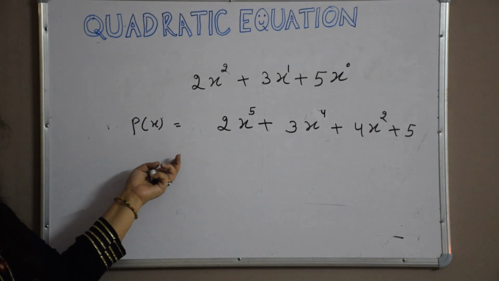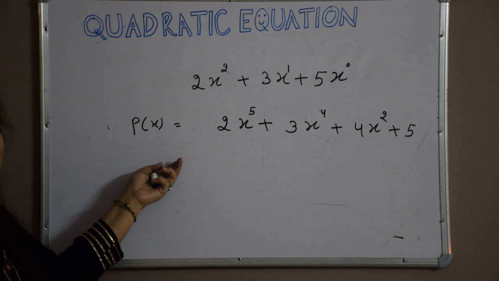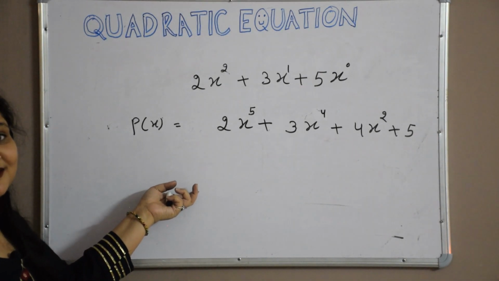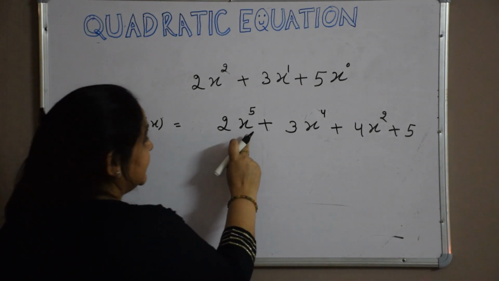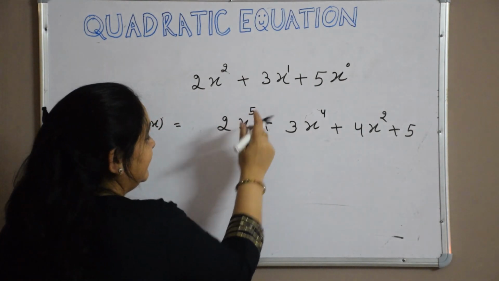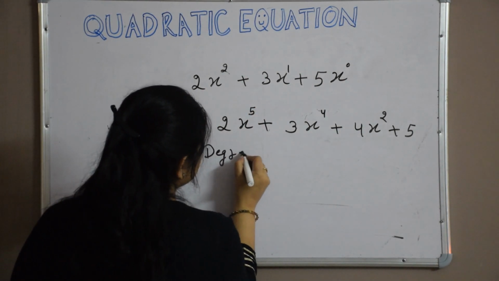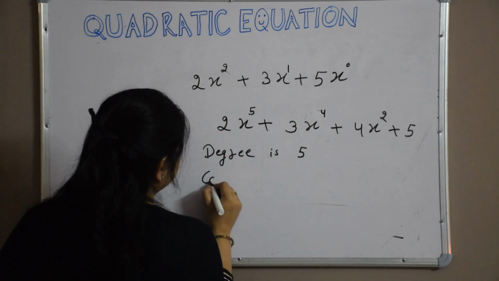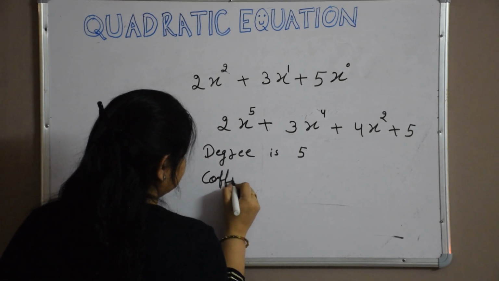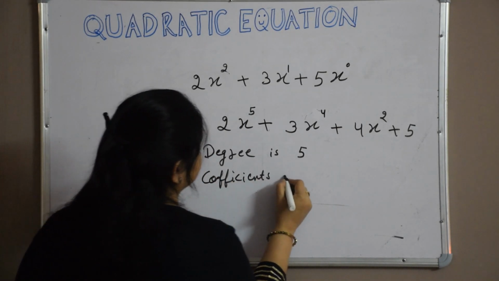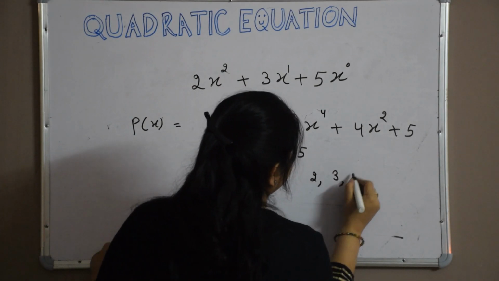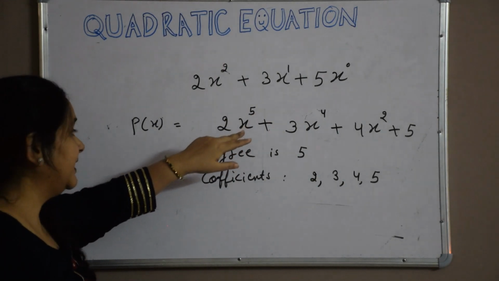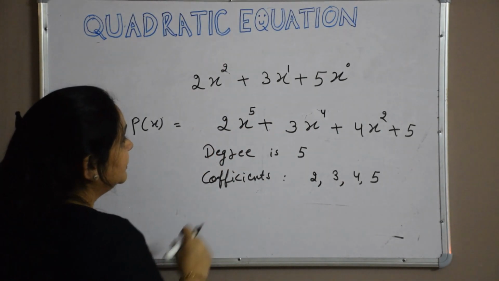Now what can we say about this? Now it is a polynomial. Yes, it is definitely a polynomial. And what is the degree of this polynomial? 5. Yes, because the highest power of x is 5 here, so its degree is 5. And here the coefficients are 2, 3, 4, 5, and the leading term is 2x raised to power 5, and the leading coefficient is 2, and the variable is x.